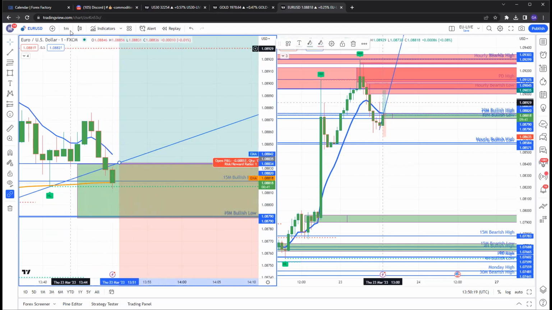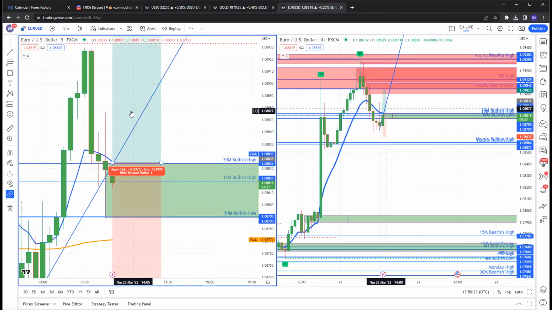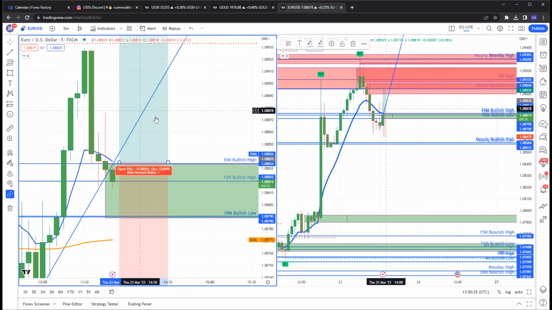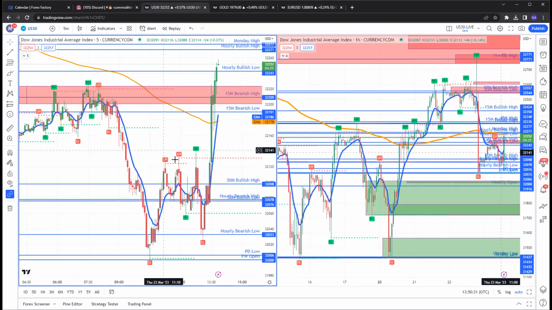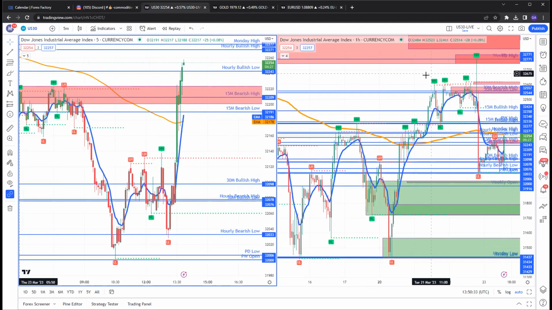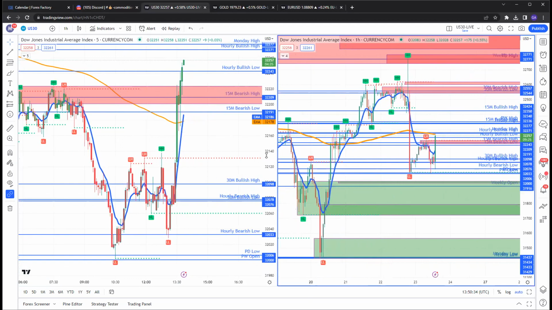So if that hasn't happened yet, just let price keep doing its thing. I mean, you can see price has gone below the trend line. So let's wait for that 5-minute candle. All right, US 30. Let's see what's going on with US 30.